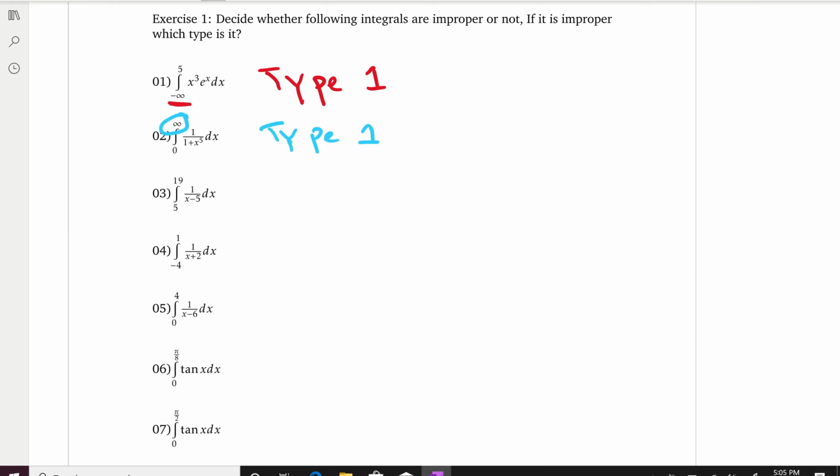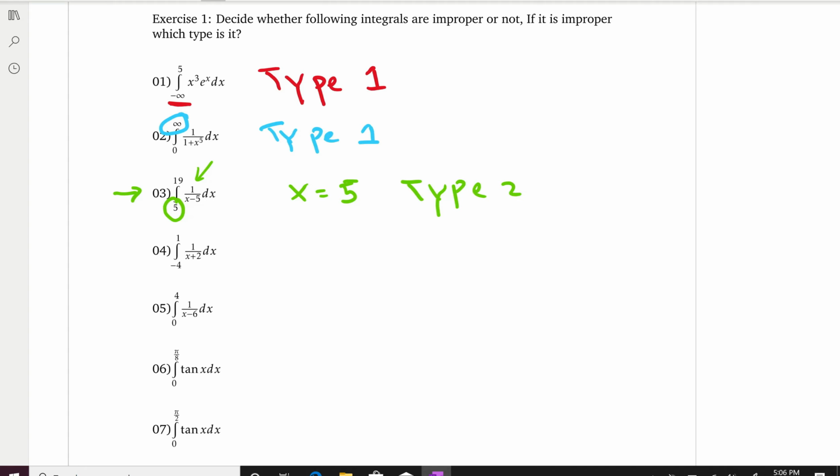How about the third integral? What do you think? Here in the upper limit or the lower limit we don't see infinity or negative infinity, so certainly not type 1. We don't know yet whether this is an improper integral. The function we have is 1 over x minus 5, which is discontinuous when x is equal to 5. There's an infinite discontinuity, a vertical asymptote. The 5 is a bad point, and 5 is in fact the lower limit of the integral. So yes, this is an improper integral, because the discontinuous point is a limit of the integral. So this is type 2.